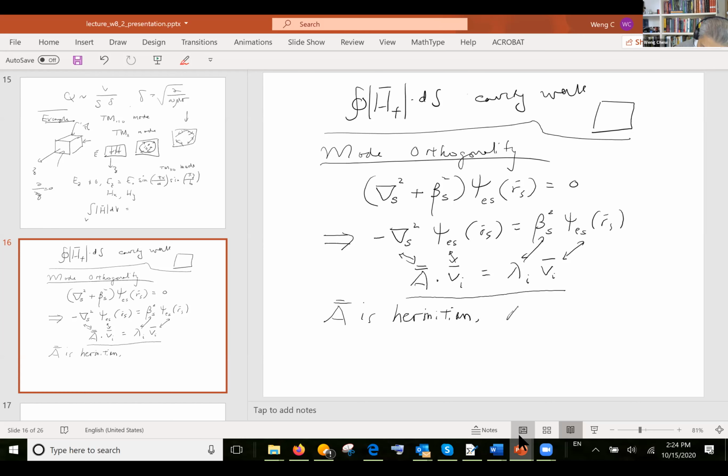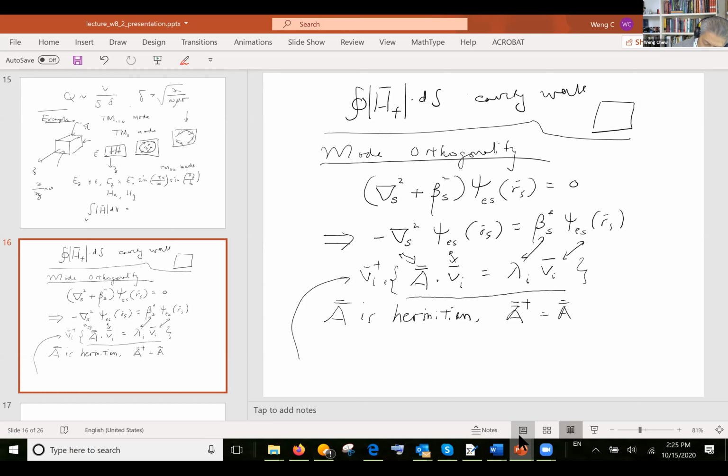A Hermitian matrix means that A conjugate transpose is equal to A. That means that A is Hermitian. This is something that you should have learned in linear algebra. And so if A is Hermitian, then I can multiply this equation with Vi conjugate transpose.